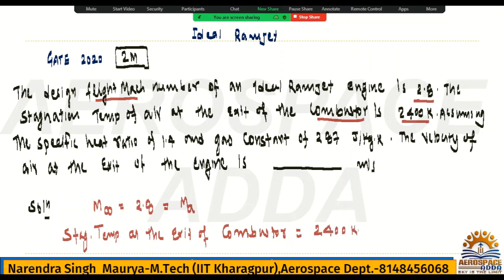2400 Kelvin. They are assuming the specific heat ratio of 1.4 and gas constant is this. Okay, this value they have given to us. So specific heat ratio means they have given gamma. Gamma is the specific heat ratio 1.4, and R for this gas they have given to us, how much? 287 joule per kg Kelvin. This is the value.